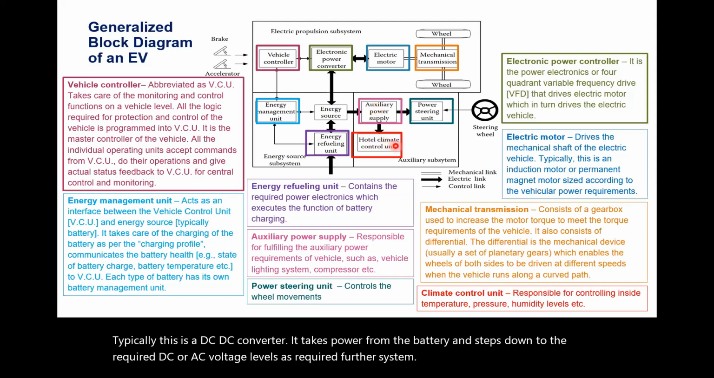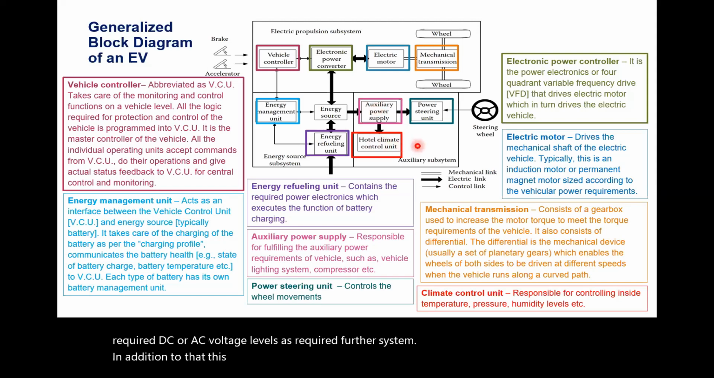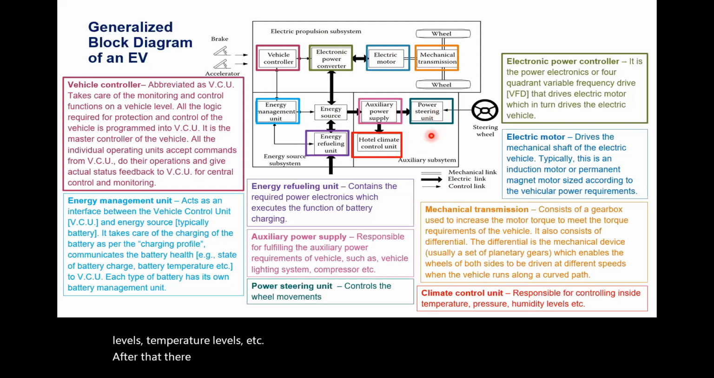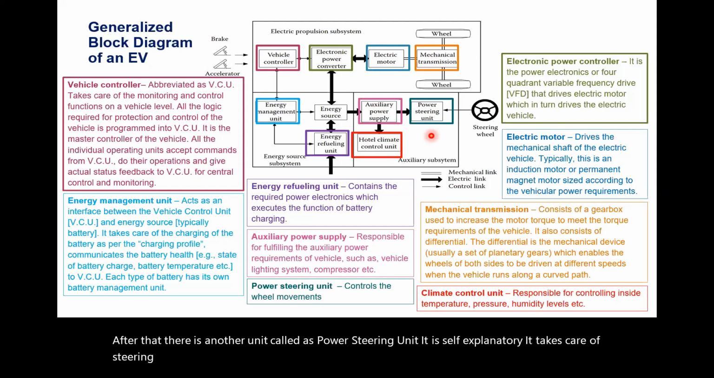In addition to that, this block is called the hotel climate control unit. Basically, this takes care of the climatic conditions within an electric vehicle, such as humidity levels, temperature levels, etc. After that, there is another unit called the power steering unit. It is self-explanatory. It takes care of the power steering of the vehicle.